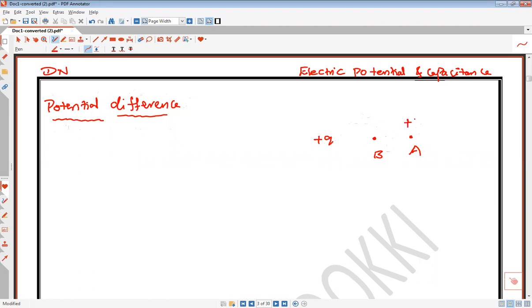Now let me place a test charge Q0 at point A. In order to move this test charge Q0 from point A to point B, we will have to do some work against the electric force exerted by the source charge. When I try to move the test charge from A to B, the source charge actually opposes the motion of the test charge, isn't it? Both are like charges, so the source charge must repel the test charge. So the source charge does not allow the test charge to move from A to B.